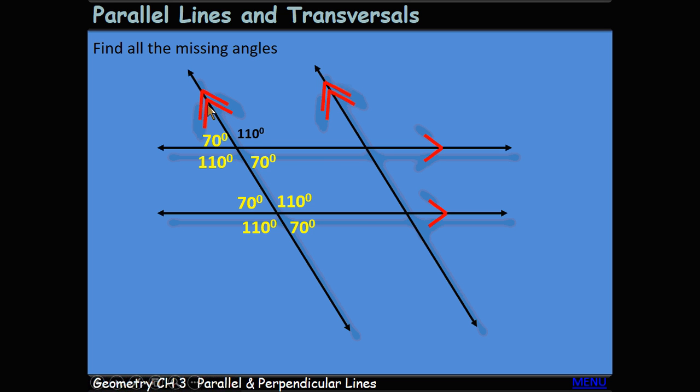And then because the left line and the right line are parallel, we'll get the exact same measures over here at this intersection, where all the angles are going to be 70 and 110. And then again, because the top and bottom lines are parallel, we'll get the same measures for these angles. All these angles will be 70 and 110. All the acute ones are 70, all the obtuse ones are 110.